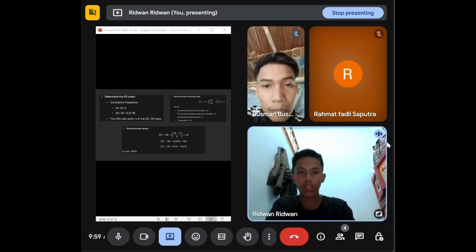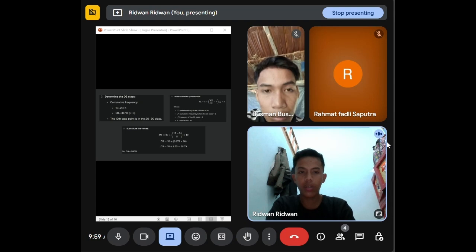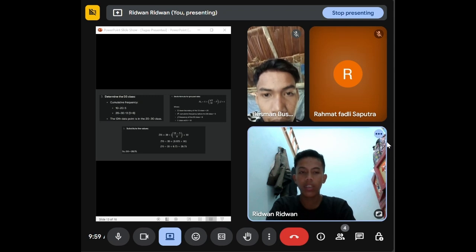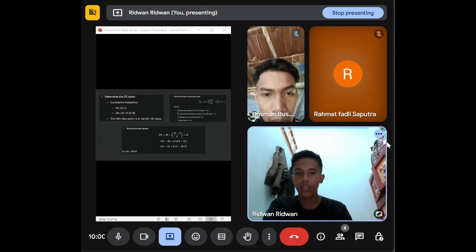Substitute the values. Decile 3 equals 20 plus (12 minus 5) over 8 times 10. Decile 3 equals 20 plus 0.875 times 10. And decile 3 equals 20 plus 8.75, so decile 3 equals 28.75.